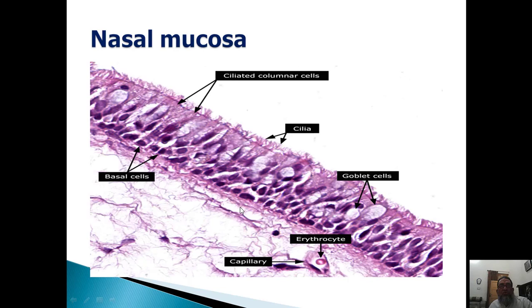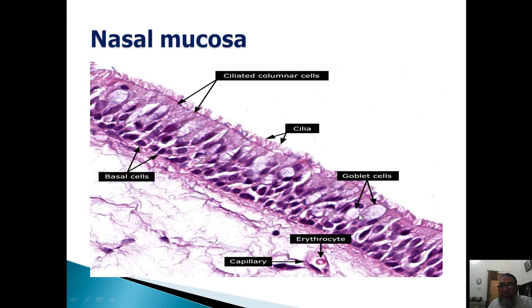Now, what is the nasal mucosa? In the nasopharynx, the nasal mucosa is respiratory epithelium. The characteristic feature of the respiratory epithelium is the pseudostratified columnar ciliated epithelium. This is the best picture of the pseudostratified columnar ciliated epithelium. All types of cells are visible.